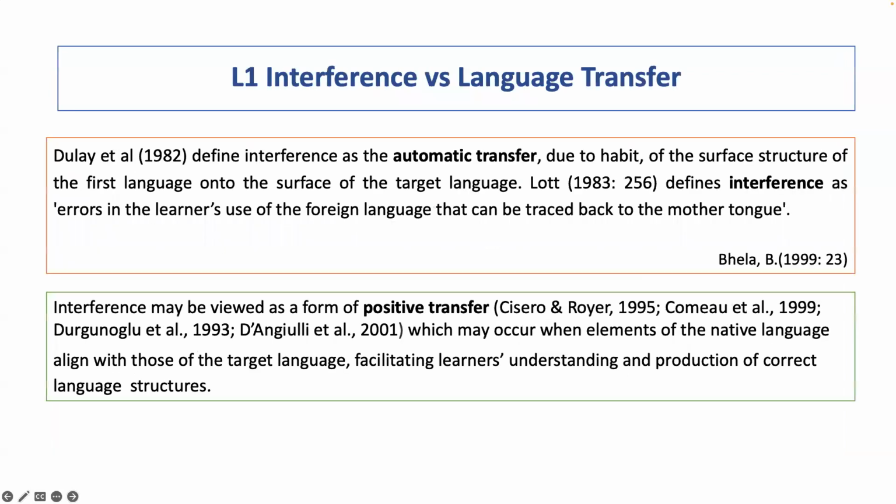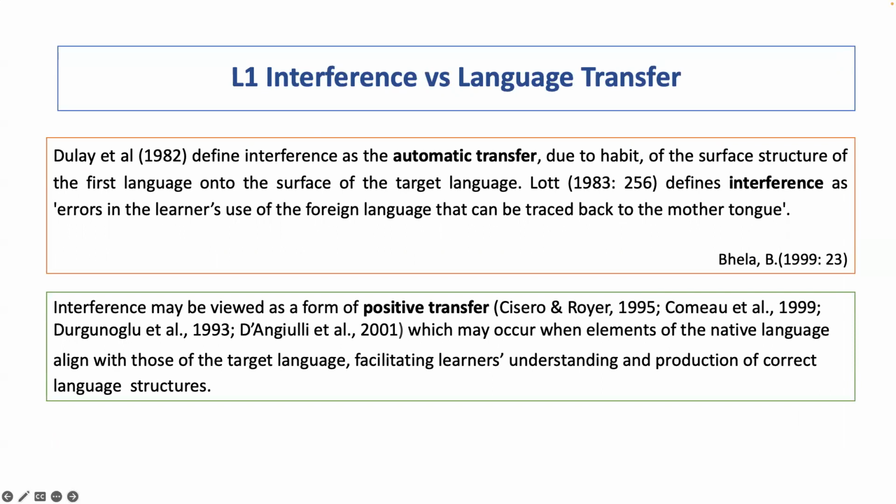There is also a difference between L1 interference and L1 transfer. Researchers usually refer to interference when the transference is negative, but when the transfer is positive, then this is called language transference. And interference and transference are used to set the difference.